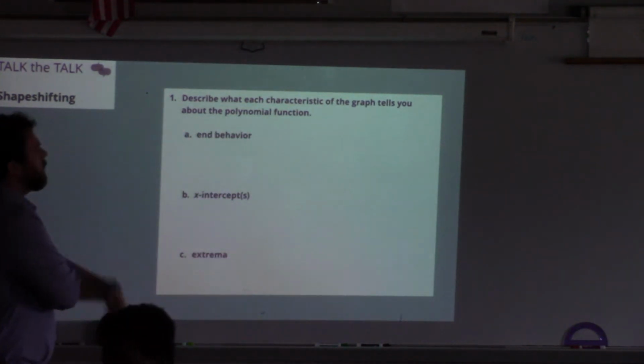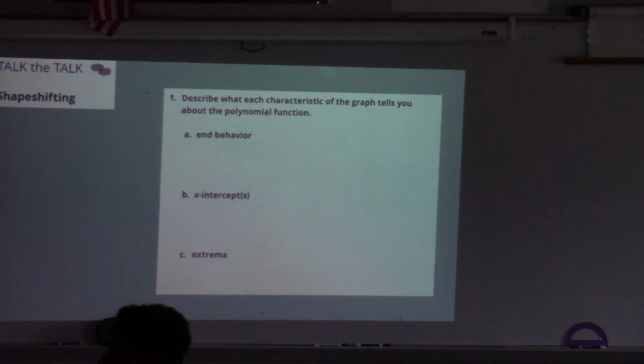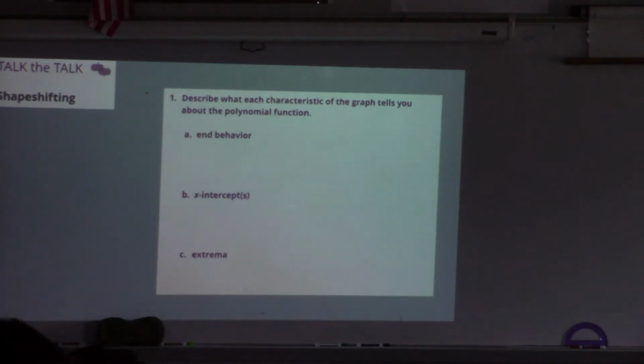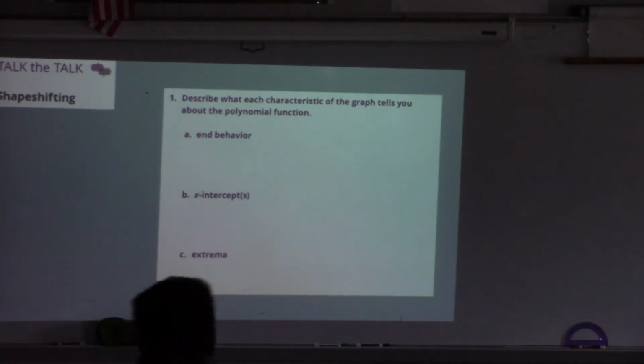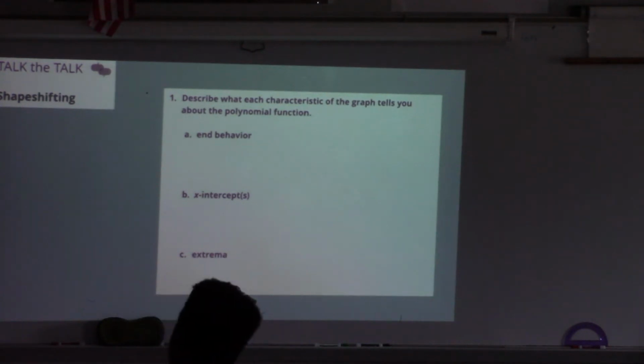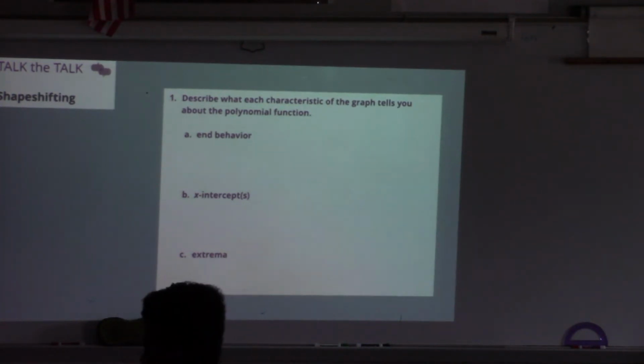So let's really quickly talk about this. Describe what each characteristic of the graph tells you about the polynomial function. What does the end behavior automatically tell you? And so you can actually reference what's over there. When we have certain end behaviors, we already know a couple of key details about the function.